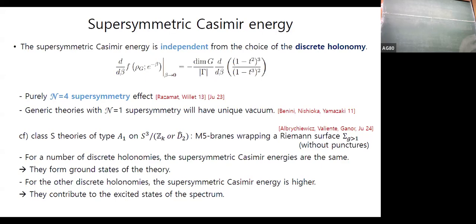And you may ask, can you have other non-trivial examples? People have considered some class S series for some limited cases. Basically, this is nothing but M5 brane wrapping some Riemann surface. The N=4 family is M5 brane wrapping a torus, but you can consider some non-trivial Riemann surface. And in this case, you can show that actually not all the Casimir energies are the same, but at some sectors you have the same Casimir energy, and they form ground states of the theory. And for the other sectors, the supersymmetric Casimir energy is higher, and they contribute to the excited states of the theory.